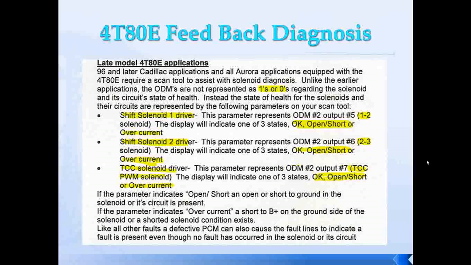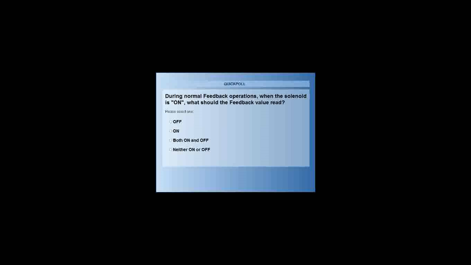So with that said, we're going to give you another question. During normal feedback operations, when the solenoid is commanded on, what should your feedback value be? This is the one where we're having the matching status. You should be seeing it popping up on your screen in a second. Take a second and answer the question. If it says on for the command, what should the feedback read? If the car is not broken, what should it read?